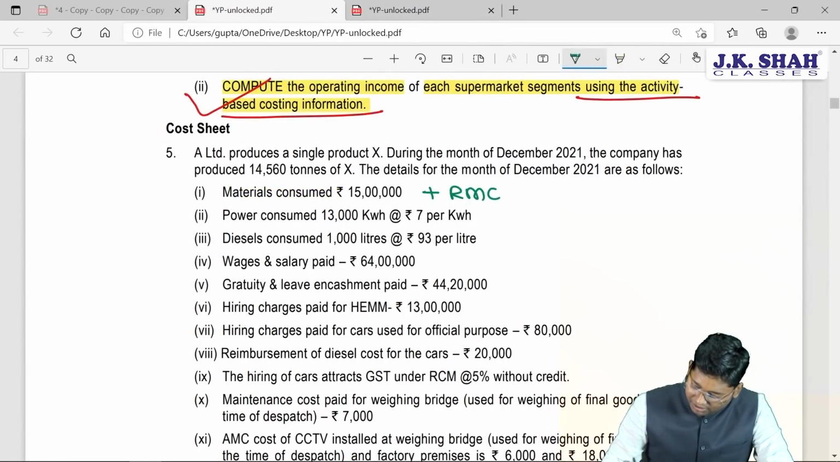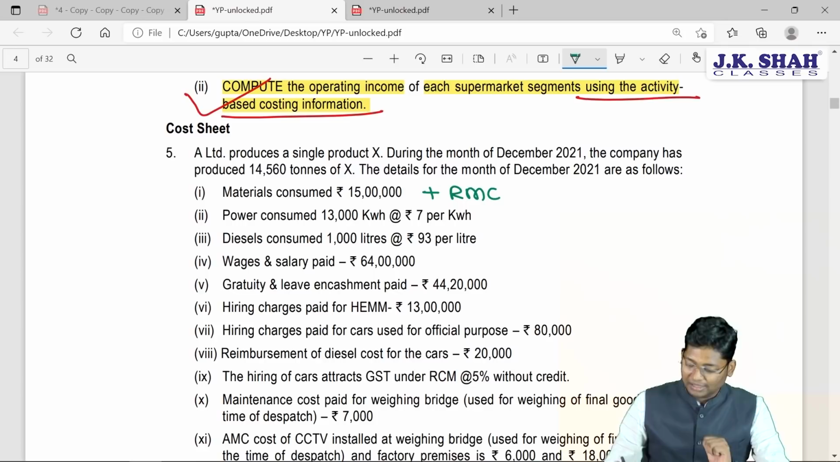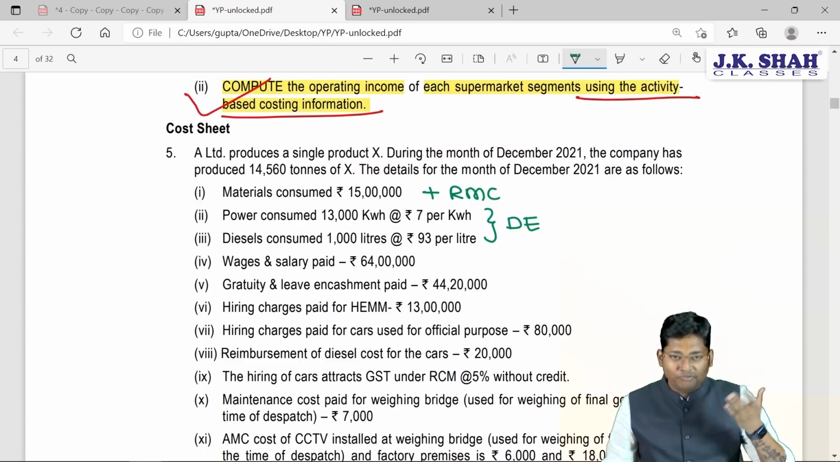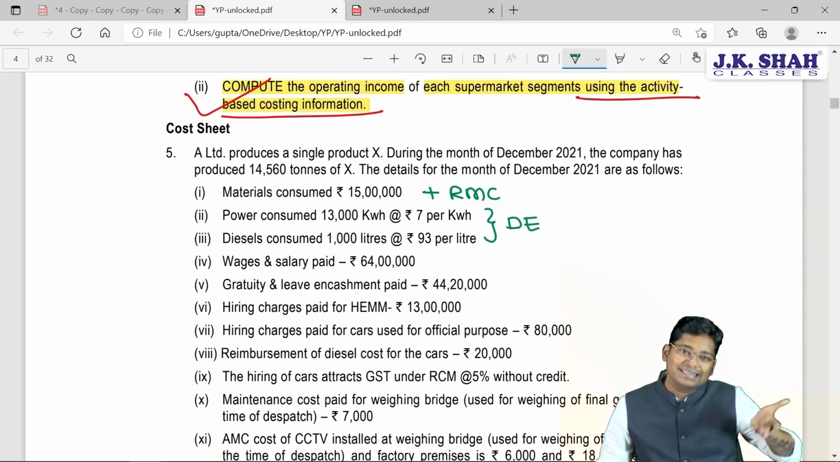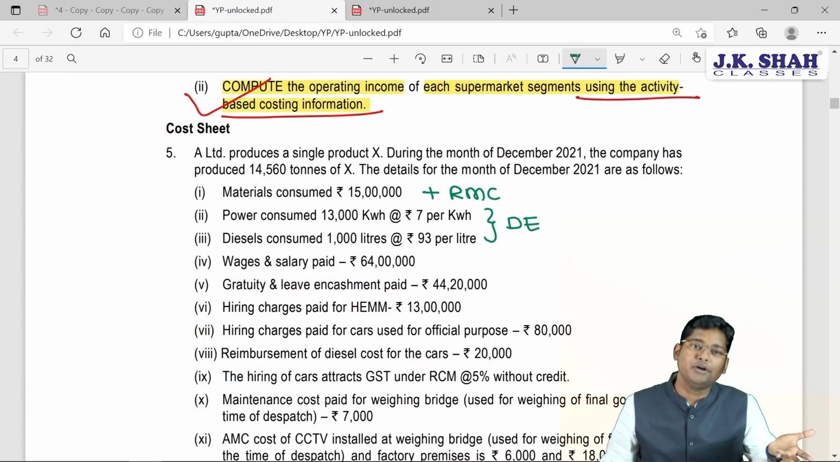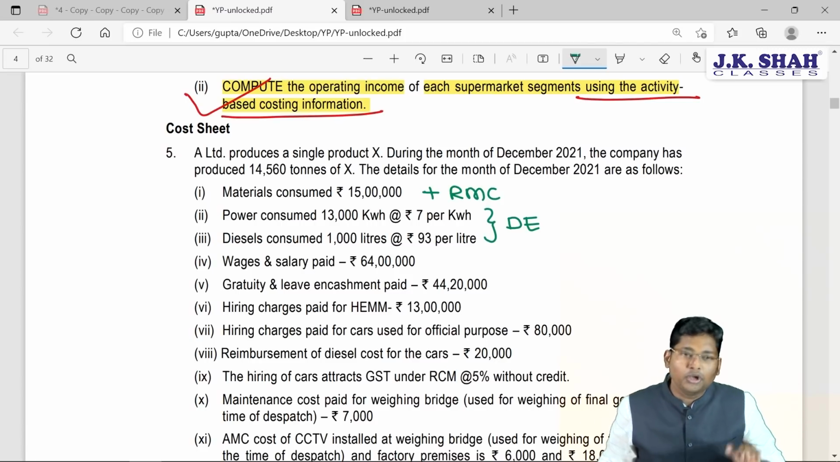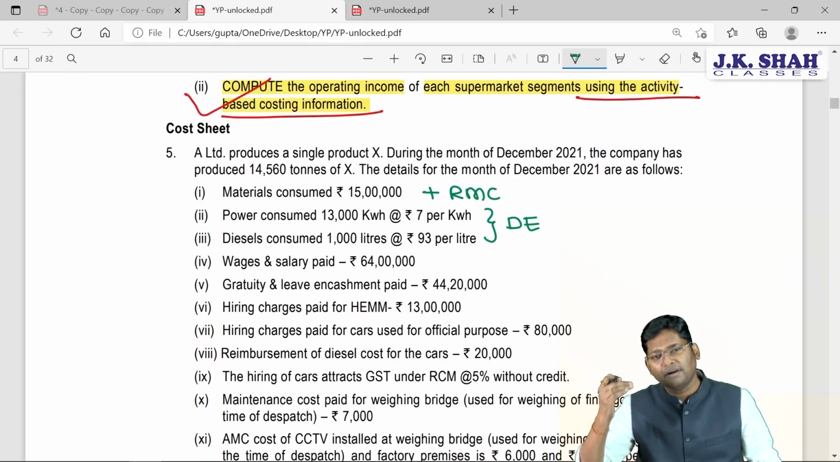After this, power consumed is given as 13,000 kilowatts at the rate of rupees 7 per kWh, and diesel consumed is 1000 liters at the rate of rupees 93 per liter. So both are direct expenses for us. Whenever you increase the number of hours of your operation, your power and diesel consumption will increase. Your power and diesel consumption cost will reduce whenever you are operating your factory at lower hours.